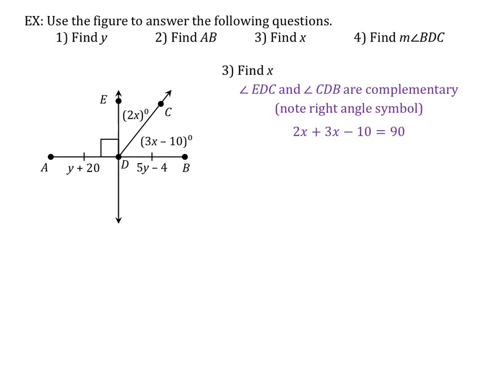So I need to combine my like terms, 2x and 3x. So I'll have 5x minus 10 is equal to 90. Then I need to add 10 to both sides, so I'll have 5x is equal to 100. And when I divide both sides by 5, I find that x is equal to 20.